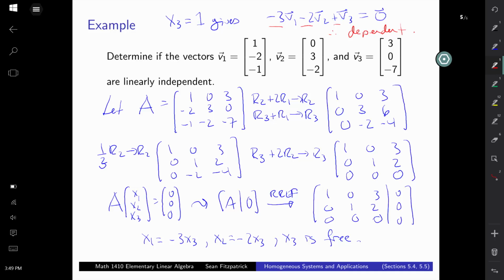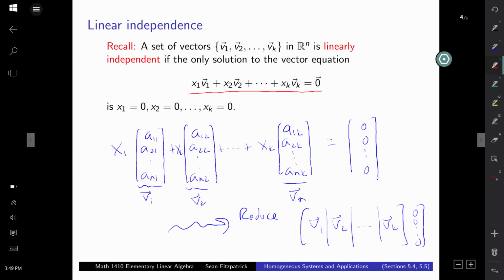The way I would have known if these ones were not independent is if I ended up with a 1 in this spot rather than a 0. Then I would know that the only solution is everybody equals 0, and I'd be done. Now, notice that if I wrote this system of equations that we get when we solve for independence in matrix form, we mentioned this in class, right?